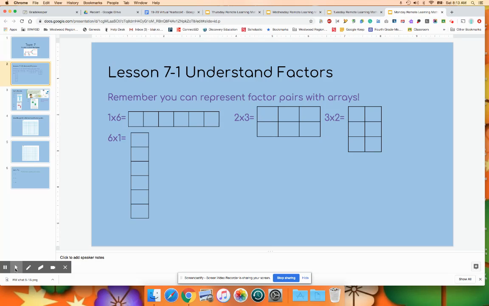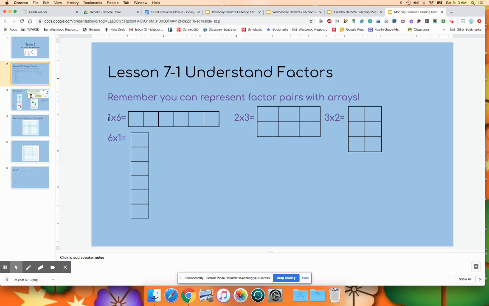So remember, arrays have rows and columns. And in a multiplication problem, the first number is the row and the second number is the number of columns, right? So if I was thinking of all of the factors of 6, I would want to think of all of the numbers that multiply together to give me 6, and we call those factor pairs.